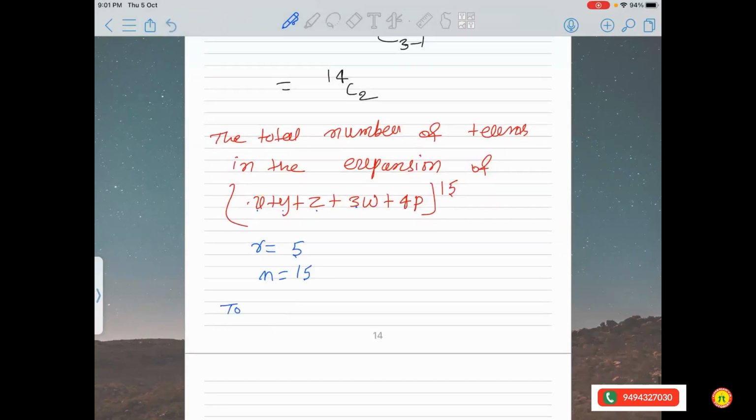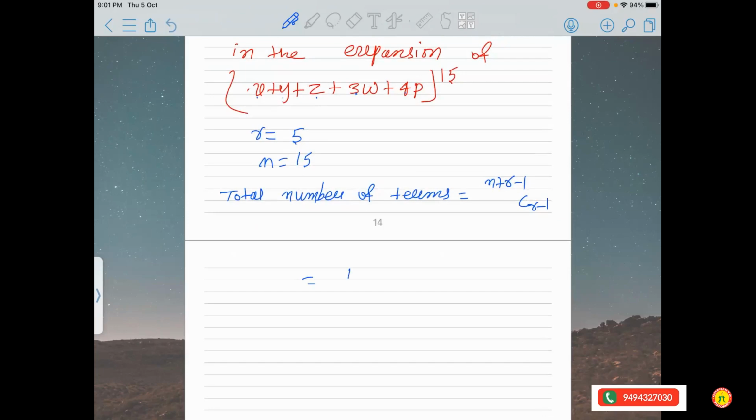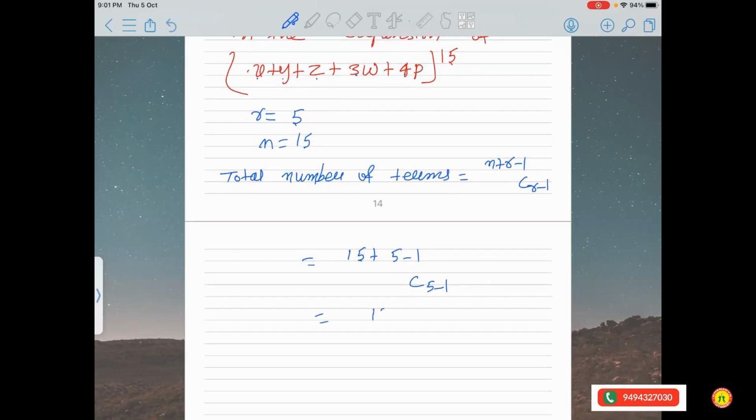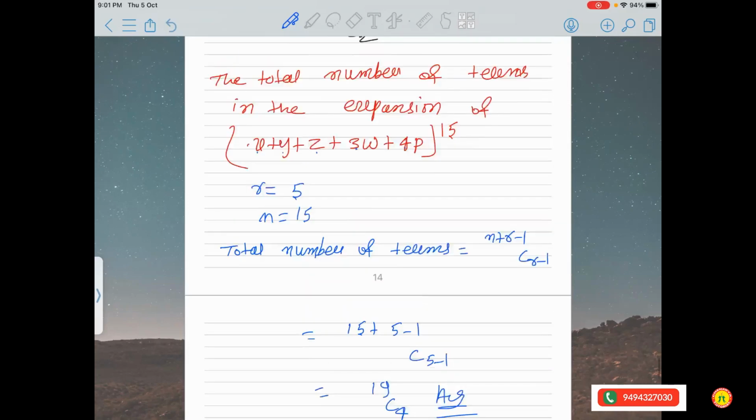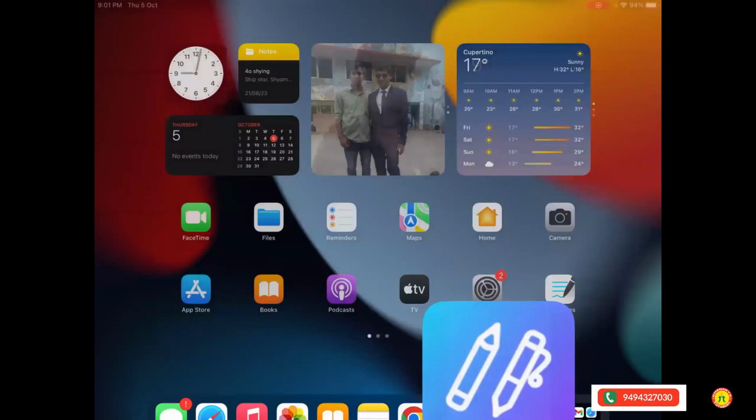So the total number of terms equals n plus r minus 1 C r minus 1. Here n is 15 and r is 5, so 15 plus 5 minus 1 C 5 minus 1, which gives 19C4 as the answer. Got it? How to solve? Aditi, understood? Yes, I got the same answer.